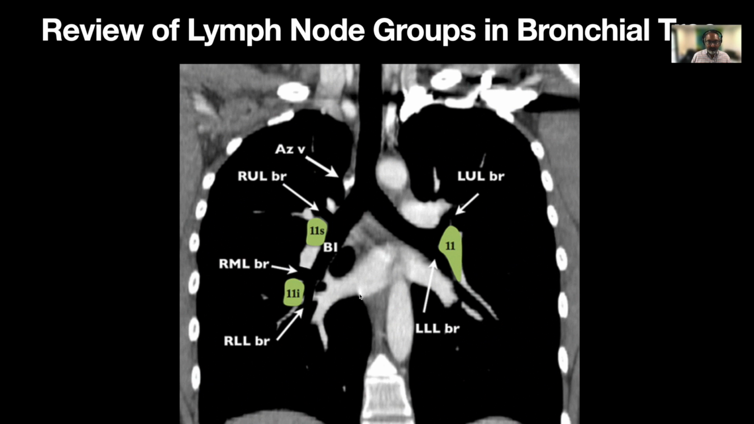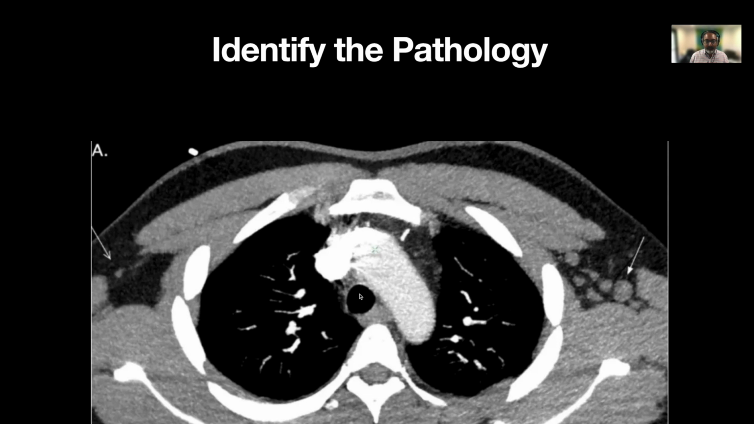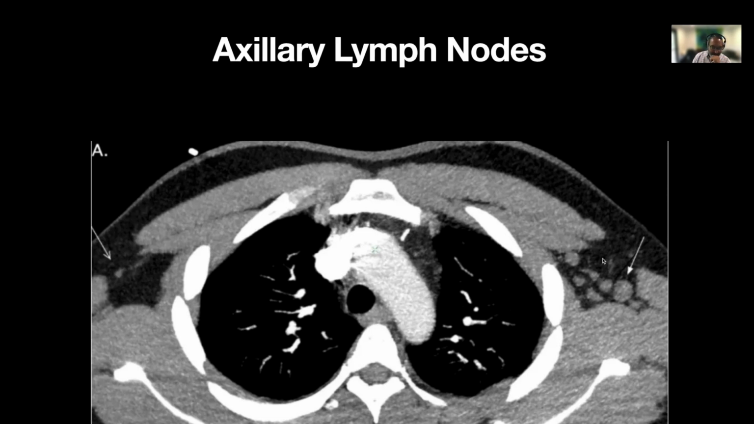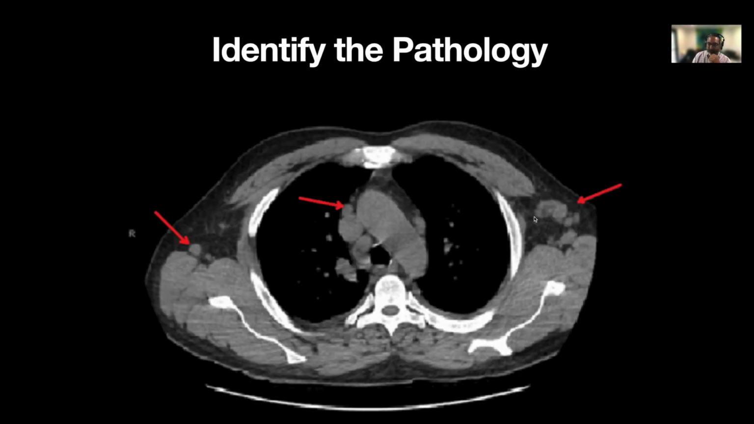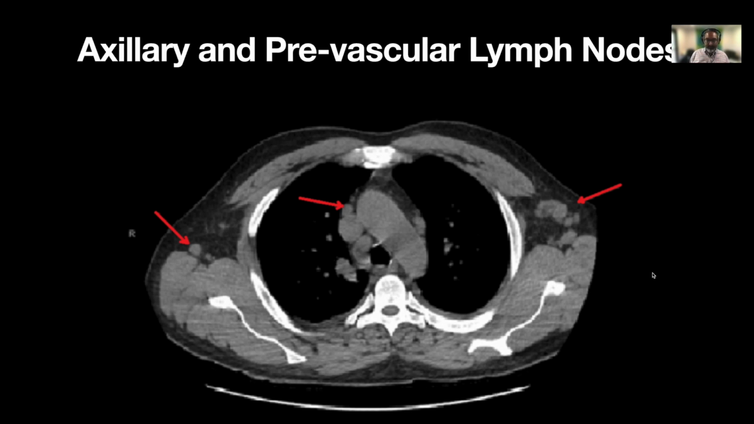All right, let's just keep going. We just saw that, so I'll move into the next one. Where is the pathology? What are you trying to show here? Oh, these lymph nodes. Axillary lymph nodes. Well done. All right, so these ones. There'll be axillary again, and this one. Correct. Prevascular and axillary.